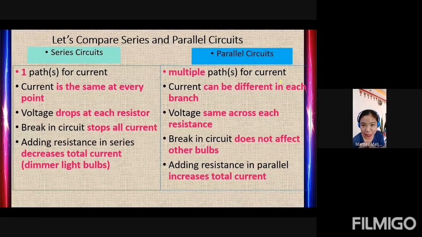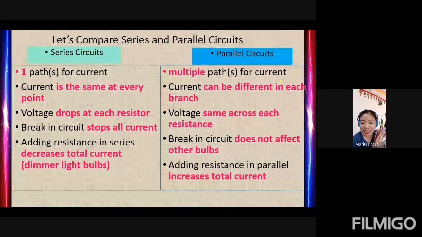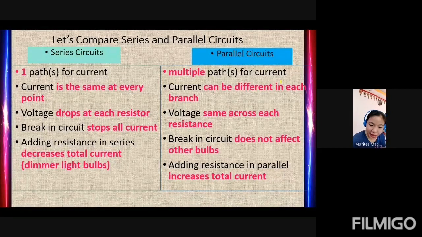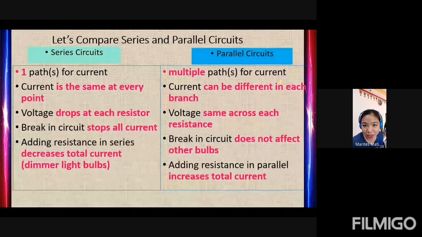Whereas in a parallel circuit, current can be different in each branch. They are different. They can divide the current among themselves. If it is 60 amperes, each gets 20. Okay. Voltage drop at each resistor. While in parallel, voltage is the same across each resistance.